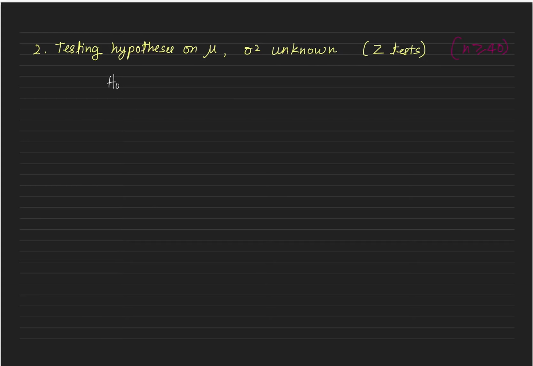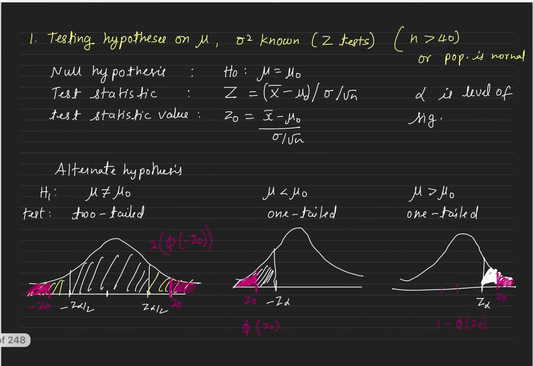If the null hypothesis is mu is equal to mu naught again, the test statistic is Z is equal to x bar minus mu divided by s upon root n, and the test statistic value is evaluated from the sample mean x bar minus mu divided by, since sigma is not known, we have to find the standard deviation from the sample, s divided by root n. And the rest is the same as before.